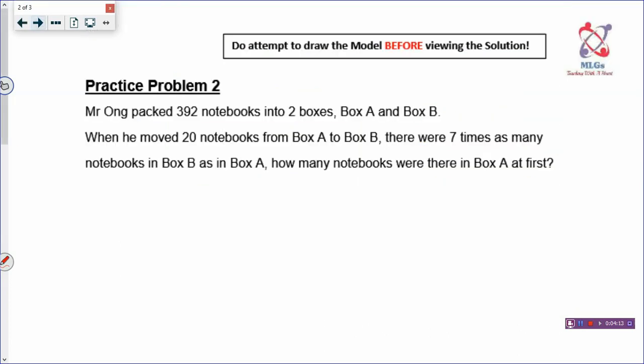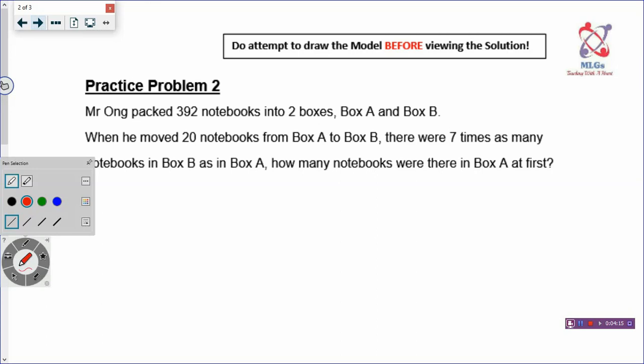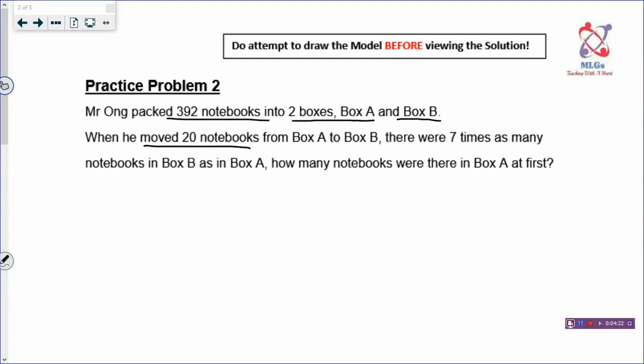Now, Mr. Ong packed 392 notebooks into 2 boxes, A and B. When he moved 20 notebooks from A to B, there were 7 times as many books in B as in A. So in the end, 7 boxes in B and 1 box in A. How many notebooks were there in box A at first?